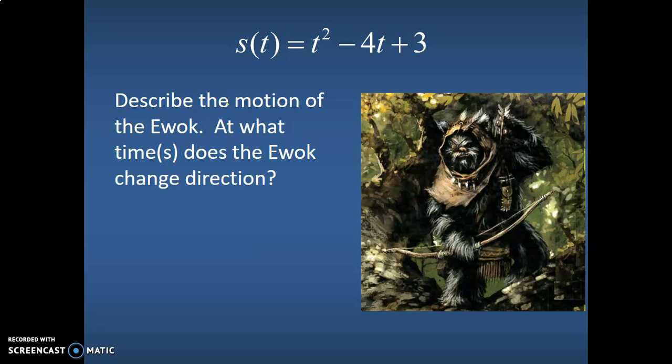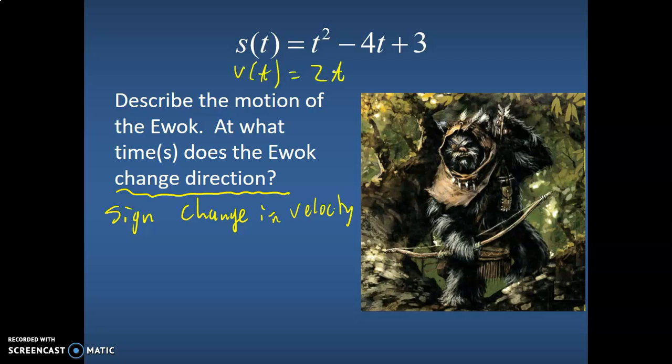All right. Describe the motion of the Ewok. At what time does the Ewok change direction? So when you change direction, you're going to be looking for a sign change in velocity. So let's look at the velocity equation. V of t would be 2t minus 4.